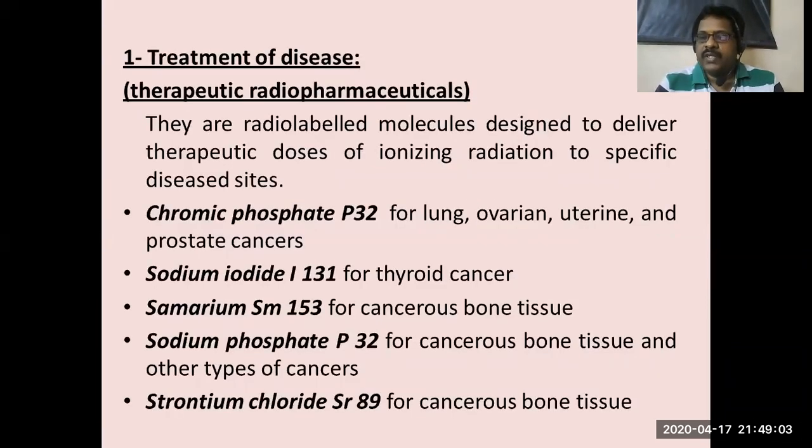And applications of radiopharmaceuticals in the pharmaceutical field, how they are useful. For the treatment purpose and for the diagnostic purpose, two ways we are applying these radioactive pharmaceuticals. First, we see treatment purpose, how they are useful. Radioactive pharmaceuticals are used for treatment of diseases, mainly for cancer therapy. They are radiolabeled molecules designed to deliver a therapeutic dose of ionizing radiation to a specific disease site. So the radiation is used as a therapy. Chromic phosphate P32 is used for lung, ovarian, uterine, and prostate cancers.